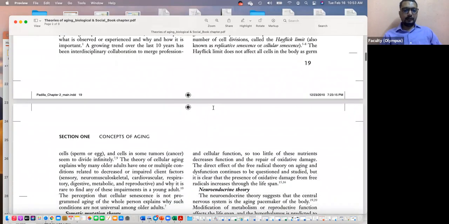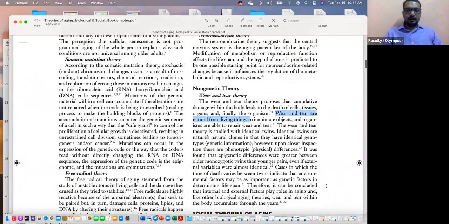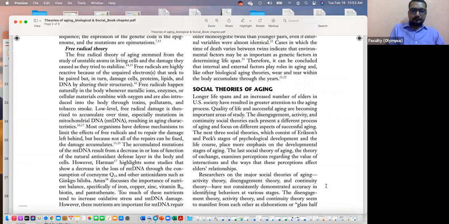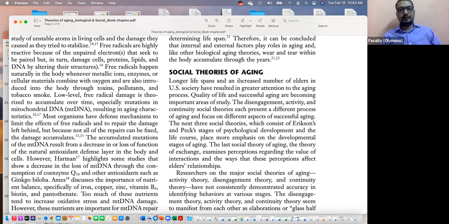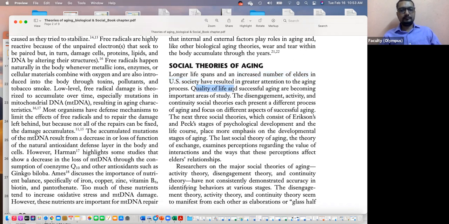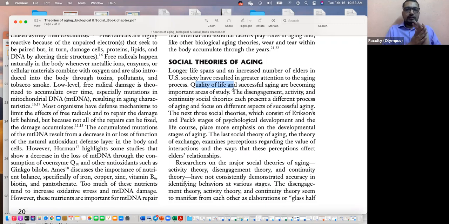They have briefly explained the concept of social theories of aging here. There are again several different theories of aging, especially in countries like the Americas, where an increased number of elders in society has resulted in more attention towards the aging process. And as we know, with aging, quality of life decreases.